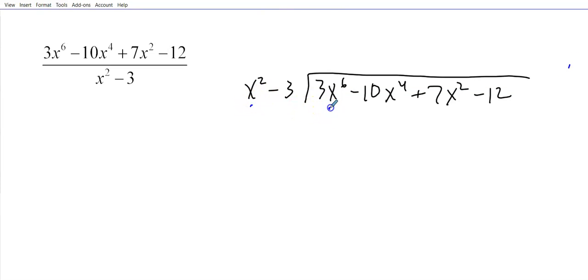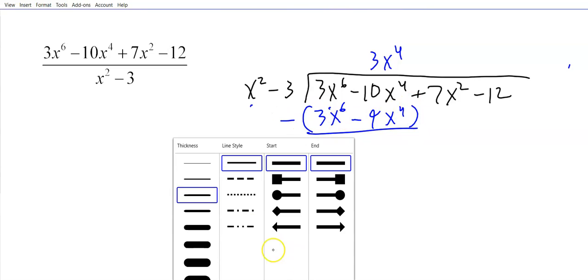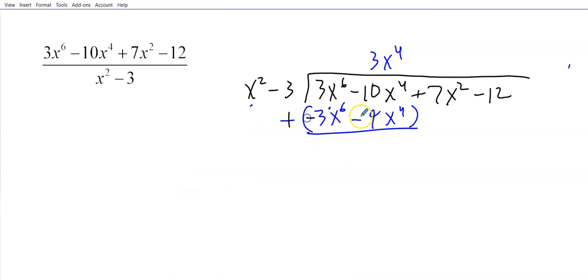So x squared times what is 3x to the 6th? That would be 3x to the 4th. So I'll put that in the x to the 4th column. So we get 3x to the 6th minus 9x to the 4th. Going to subtract both of those. Be sure to distribute the negative. So this ends up being negative x to the 4th, bring down the next term, plus 7x squared.